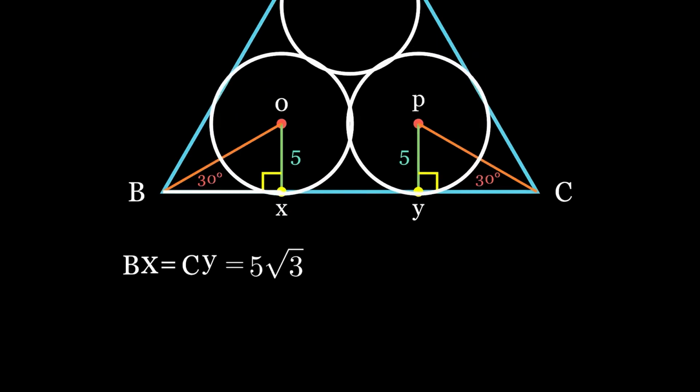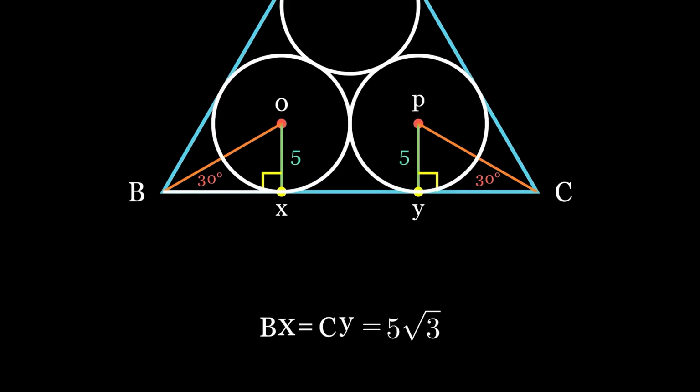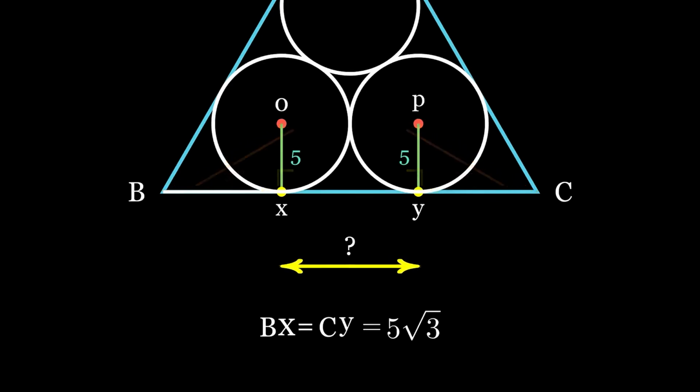Let us now bring back the bottom circles. Since we already determined that BX is equal to CY is equal to 5 times the square root of 3, we now have to determine the length XY. To get a clearer view, let us fade out the 2 inner triangles and the top circle.